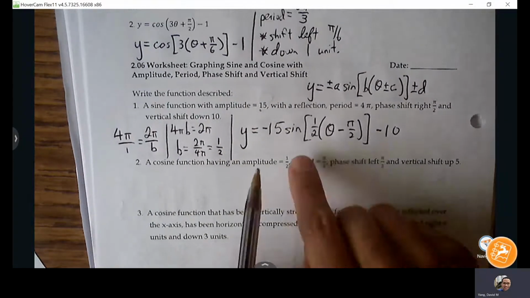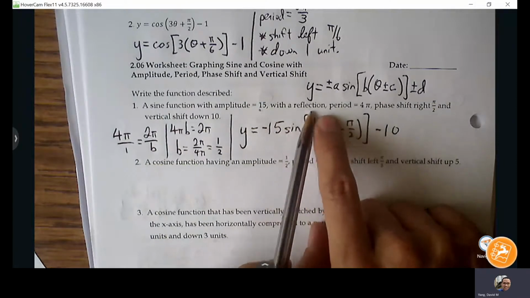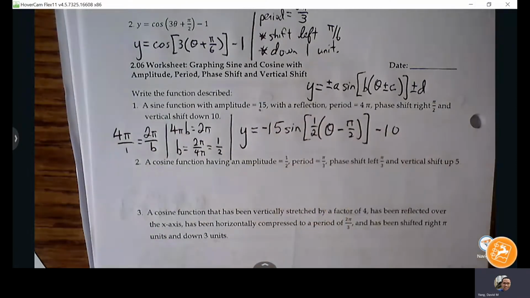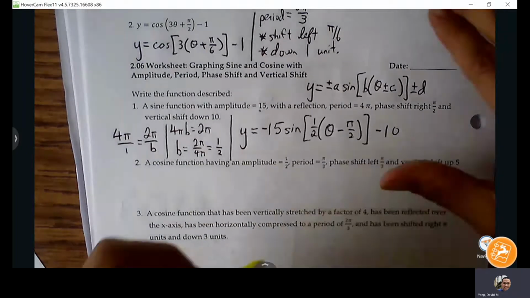The reason why it's -15 is because we know the amplitude is involved with A, but then there's that key word there, that reflection. So let me highlight that. Yeah, that reflection is what's causing that negative to show up.